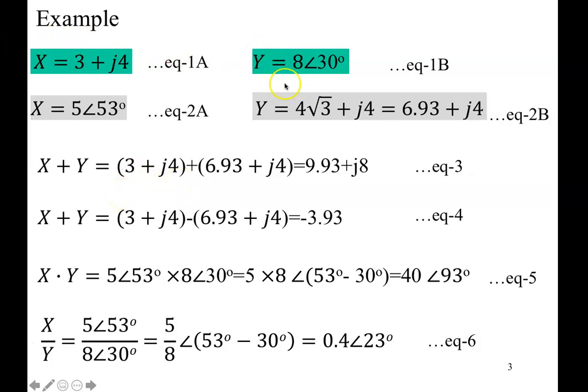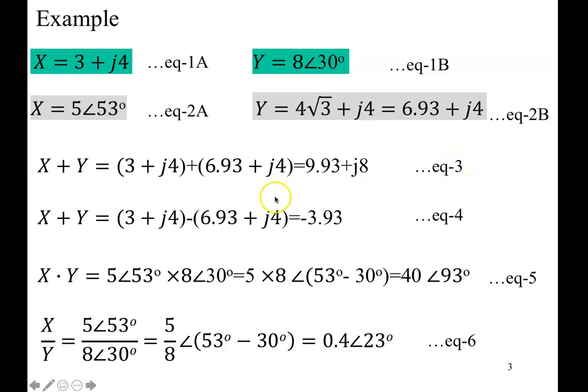I need to convert this equation, this, into rectangular form. Okay, so it will be 3 plus j4 plus 6.93 plus j4. Then you add real part to real part, imaginary part to imaginary part. So that's my equation number 3. Equation number 3 is basically trying to do the addition of the two numbers.